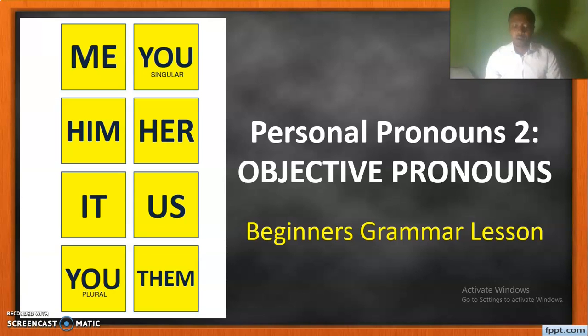And finally, we are going to talk about how to identify object pronouns, and again, how to replace object nouns with object pronouns. And lastly but not least, I'm going to give you good and brief examples as well as exercises that you can do so as to get good know-how about this grammar lesson. So let's get started. Stay tuned.